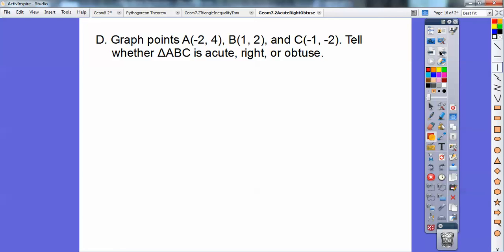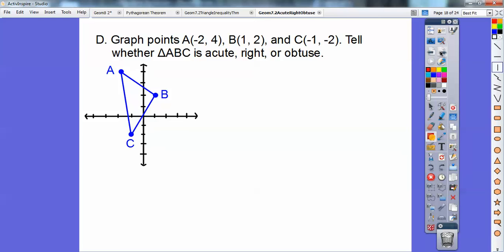Okay, so we're going to graph these points right here, A, B, and C, and tell whether the triangle is acute, right, or obtuse. Okay, well, let's graph those guys. Okay, so here's an XY chart, and then there we go, right there, and it appears like it might be a right triangle where AC might be the hypotenuse. So we want to see the relationship, and I can't just say by picture it looks like a right triangle, and a lot of kids do. They just stop right there. We have a little bit of work to take care of here.